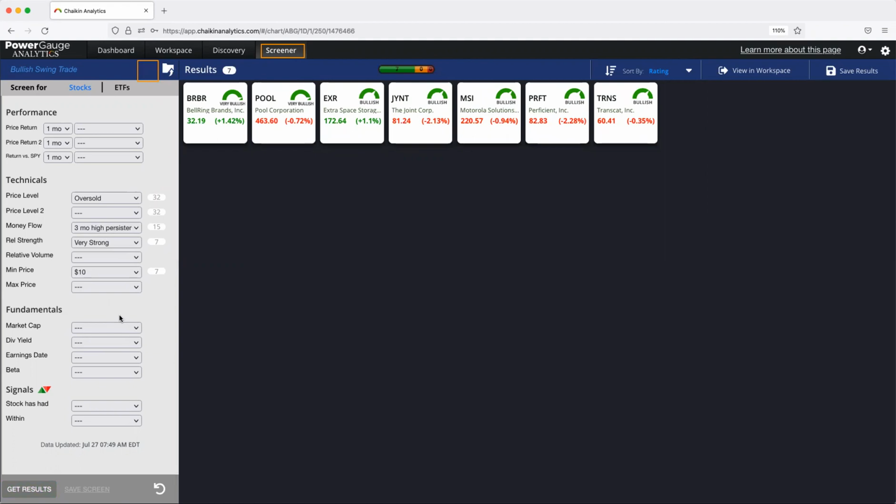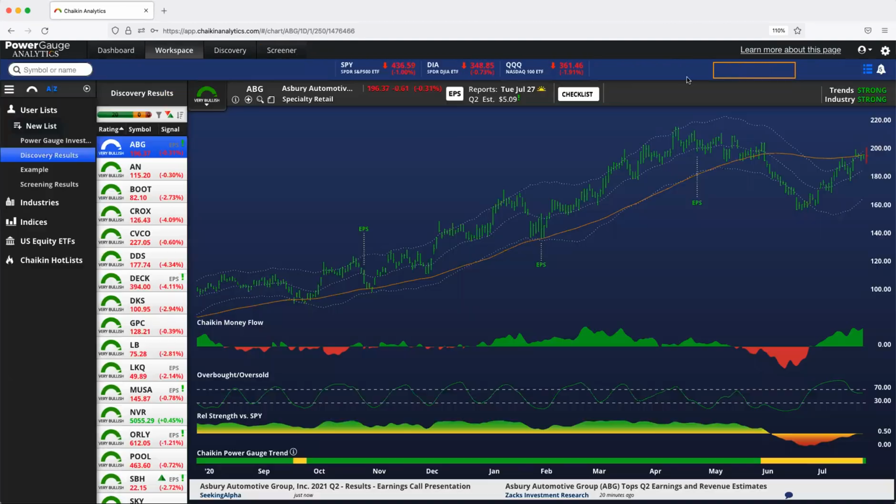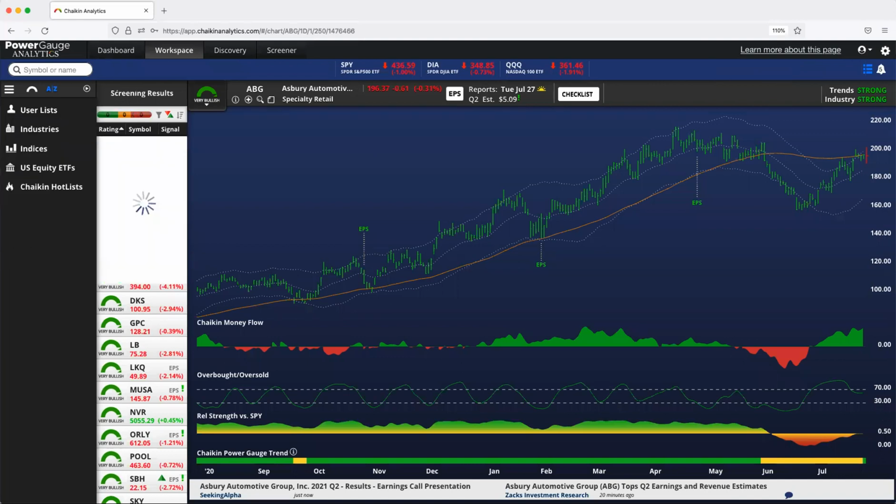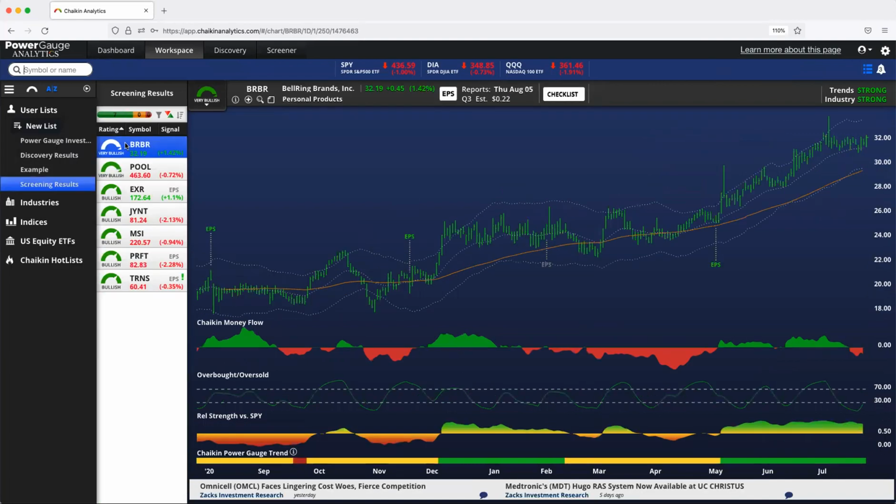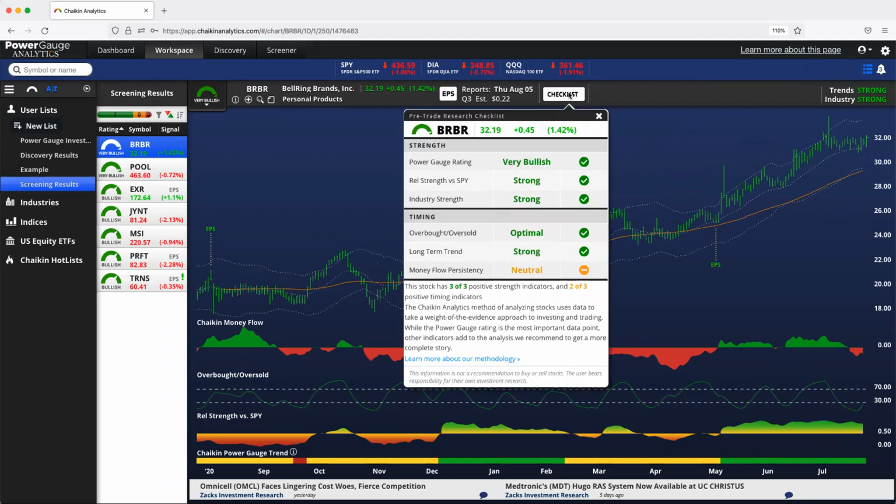Just because these stocks have returned on the screen does not mean we immediately buy them. No. Instead, what do? Well, we're going to bring them to the workspace, and we're going to analyze those charts with the help of our checklist. View in Workspace. It'll bring all 7 of those over here for us. And now we can easily run through those charts with the help of the checklist to determine if these are stocks more likely to outperform by taking that weight of the evidence approach with the help of our proprietary data and the incredibly powerful 20-factor Power Gauge rating.